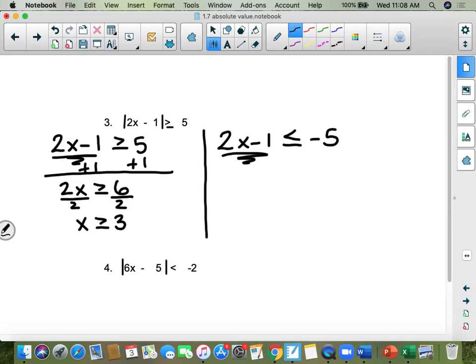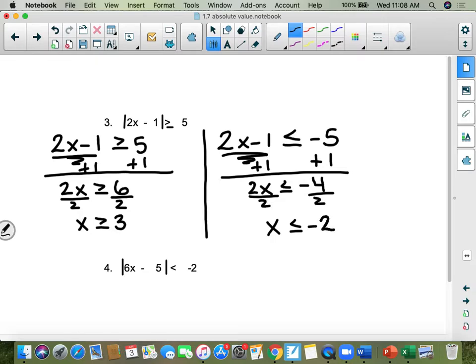Do the same thing over here. I need to add 1 to both sides. I'm going to get 2x is less than or equal to a negative 4, because a negative 5 plus 1 is a negative 4. Divide both sides by 2. I get x is less than or equal to a negative 2.